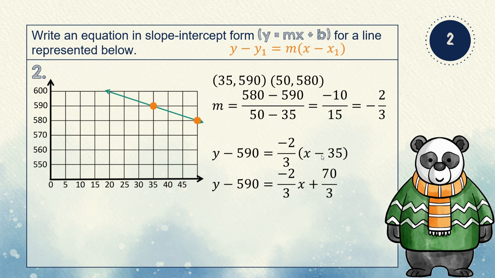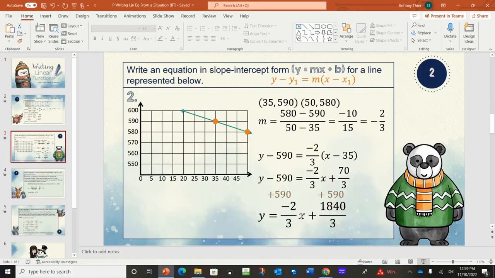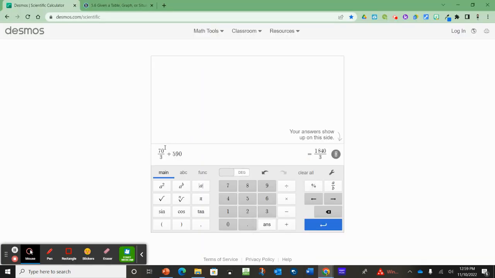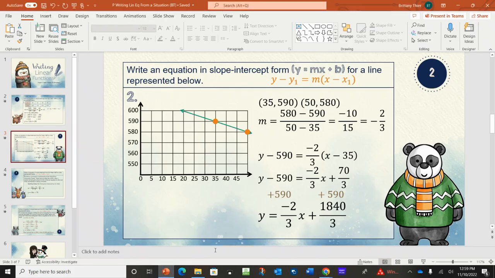Next, to solve for y, I would add 590 to both sides. Don't worry about adding fractions. I just used a calculator to do that. I'll show you how: I just typed in 70/3 plus 590 and got the answer. Make your calculator work for you. So we get our final answer of y equals negative 2/3 x plus 1,840 over 3.